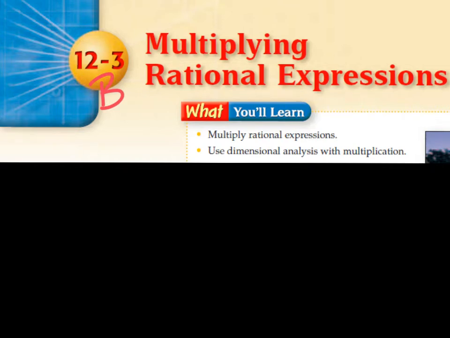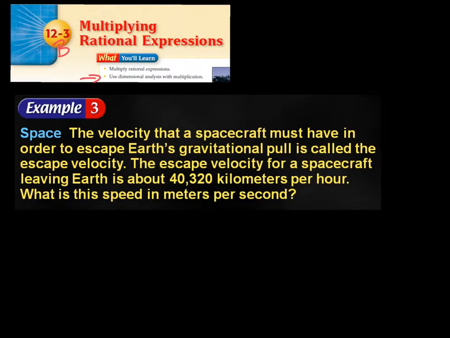In this lesson, you'll learn how to use dimensional analysis with multiplication. The velocity that a spacecraft must have in order to escape Earth's gravitational pull is called escape velocity. The escape velocity for a spacecraft leaving Earth is about 40,320 kilometers per hour. What is the speed in meters per second?